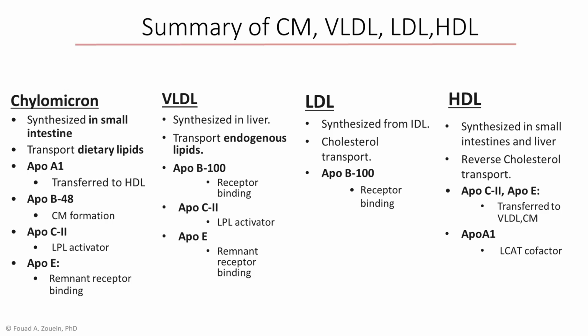And then we move to HDL, the good cholesterol, the high density lipoprotein. It's synthesized in the small intestine and liver, and it's important in reverse cholesterol transport. Why? Because it brings cholesterol from the circulation back to the liver. It has ApoC2 and ApoE on it, which are usually transferred to the LDL and CM, which is important for their metabolism. And it has ApoA1, which is taken from the chylomicron, and ApoA1 is an important cofactor for LCAT. Remember, LCAT is an enzyme that esterifies cholesterol into cholesterol ester, so it can be stored in the core of HDL to be brought back to the liver.